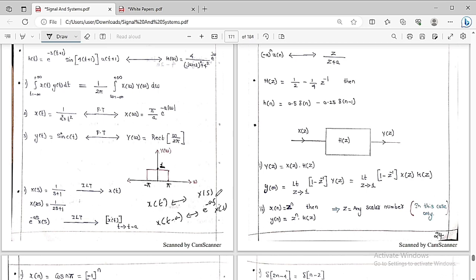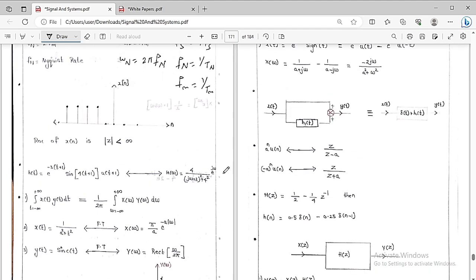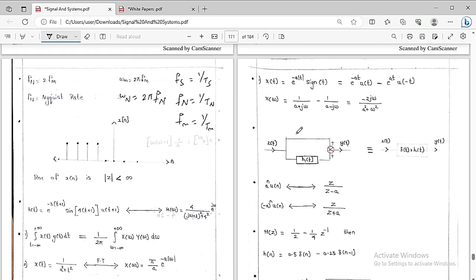So x of t has the Laplace transform X of s, and x of t minus a has the Laplace transform e to the power of minus a s into X of s. X of 2s means wherever s is, replace it by 2s. Like this we are going to get results. I am giving you some general ideas, so keep these things in your mind. Now we are going to discuss another important point.